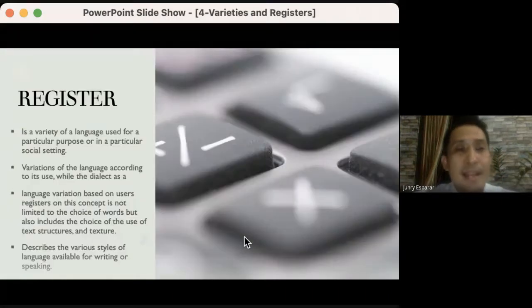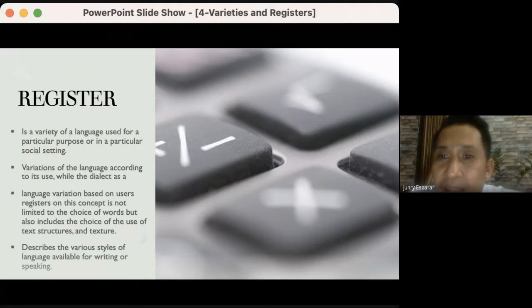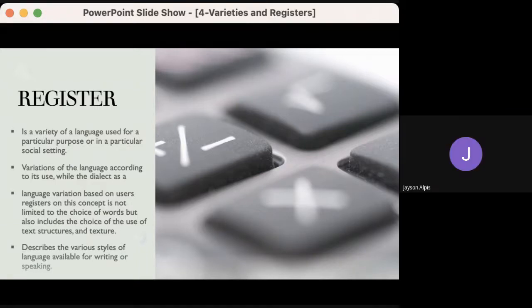Now, let's move on to register. May I ask Danica to please read register? I hope you can see it. It's not so big, but I hope it's still readable. Okay, let's try Darlene. Darlene? Not here. Jason? Jason Alpis? Yes, sir. Okay, go ahead. Please read.